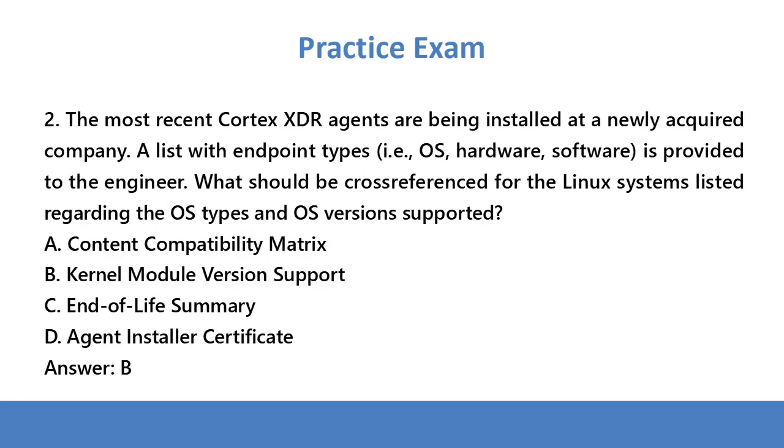2. The most recent Cortex XDR agents are being installed at a newly acquired company. A list with endpoint types, i.e., OS, hardware, software, is provided to the engineer. What should be cross-referenced for the Linux systems listed regarding the OS types and OS versions supported? A. Content Compatibility Matrix. B. Kernel Module Version Support. C. End of Life Summary. D. Agent Installer Certificate. Answer: B.